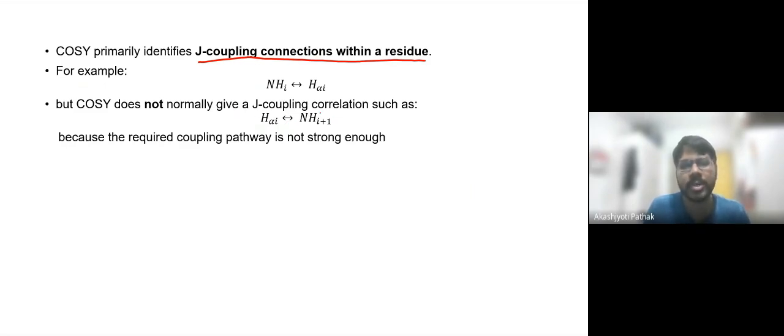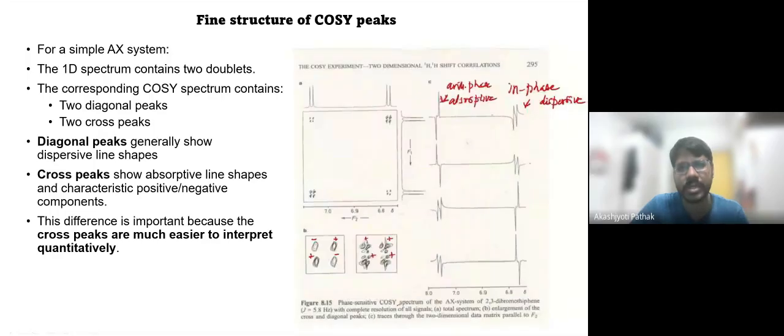It does not normally give a J coupling correlation such as H alpha i to NH i+1, because the required coupling pathway is not strong enough. As the distance increases, the J coupling value will decrease, so you will not have cross peaks. So what you were seeing is that in a COSY spectrum, you have the diagonal peaks and you have the cross peaks.